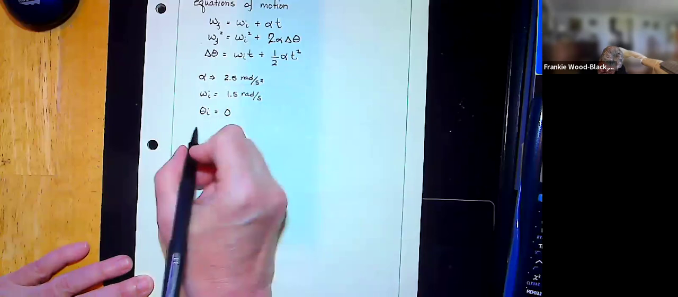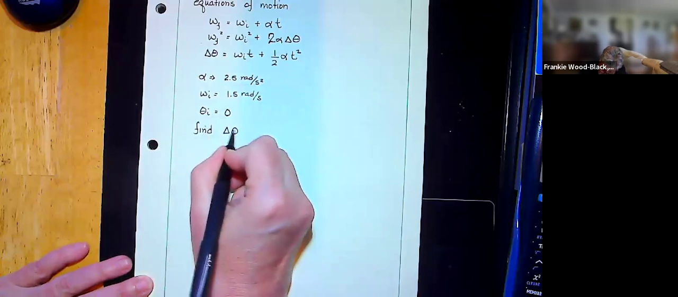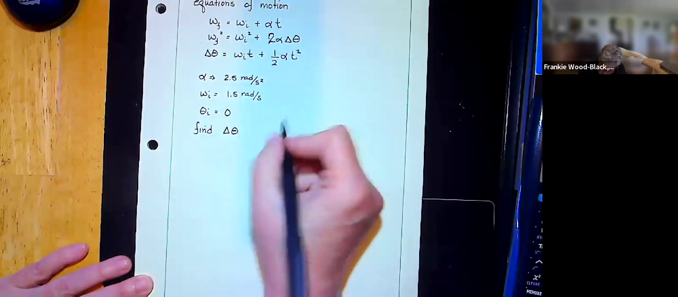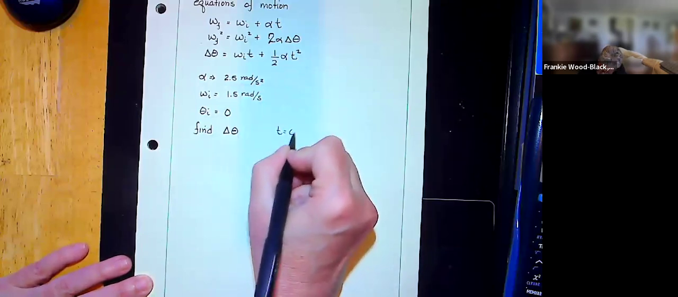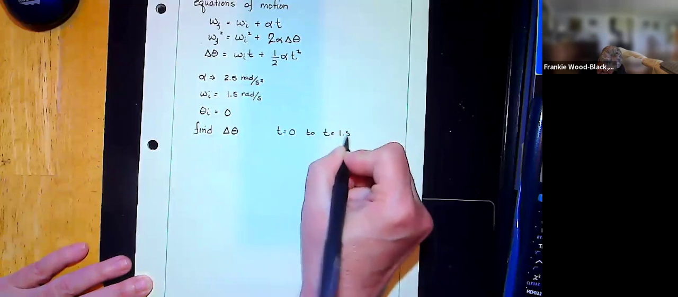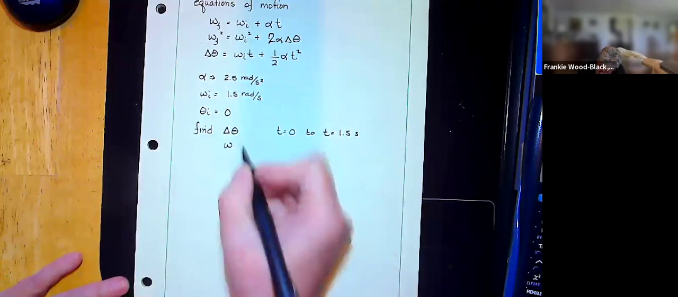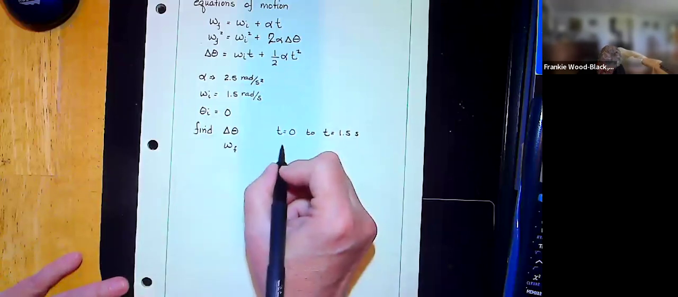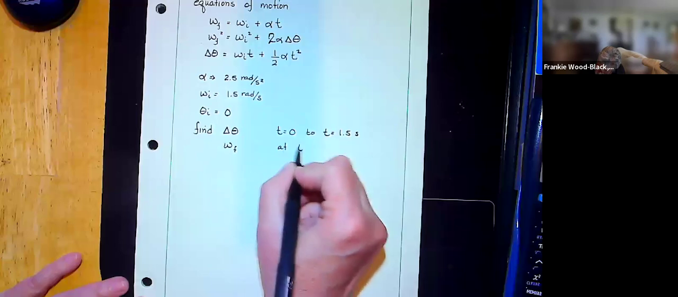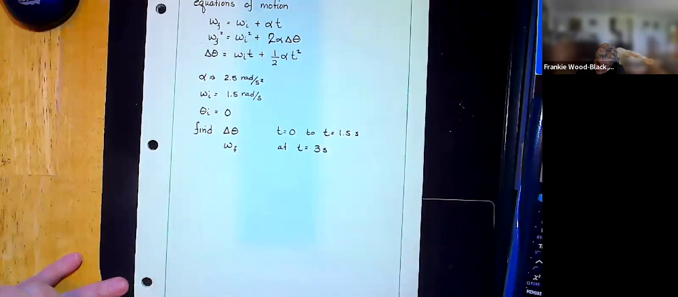We want to find our change in angle from t equal to 0 to t equal to 1.5 seconds. We want to find our angular velocity at t equal to 3 seconds. And we'll work this problem like we've worked them before.